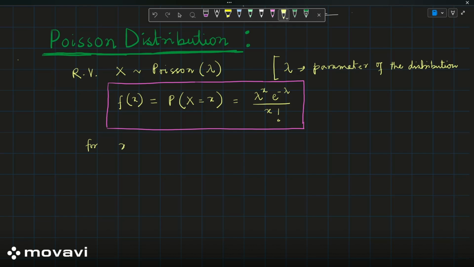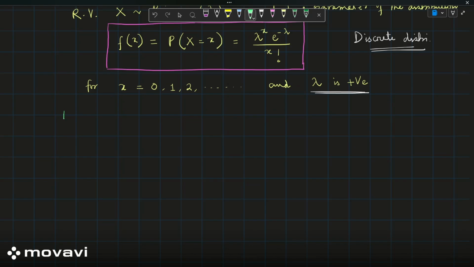So here x can take values 0, 1, 2 and up to infinity. This is again a discrete distribution, as I have already mentioned, and lambda is always positive. This you have to remember. Now we will look at some properties of Poisson distribution.